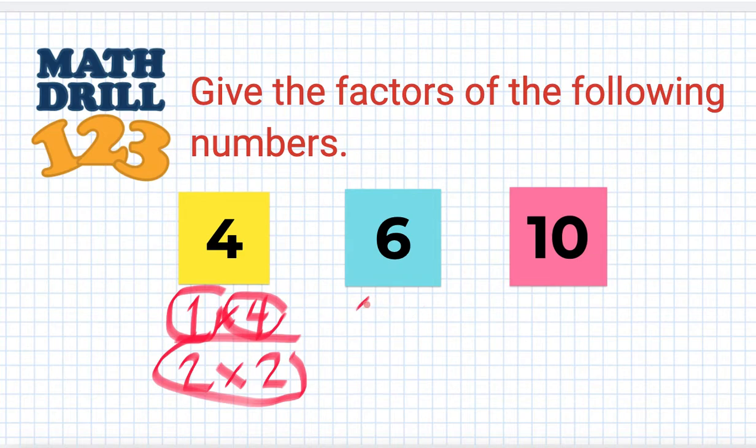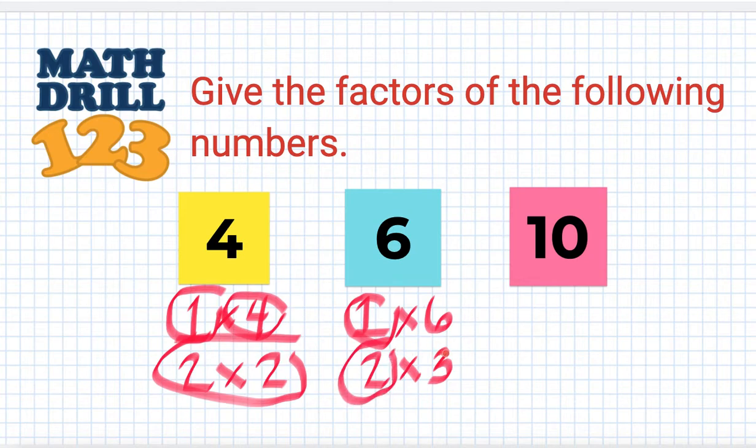So we can have 1 times 6. And another two numbers that when we multiply, the answer is 6, are 2 and 3. Or 2 times 3, it would give you a product of 6. So the factors of 6 are 1, 2, 3, and 6. Now, how about number 10?